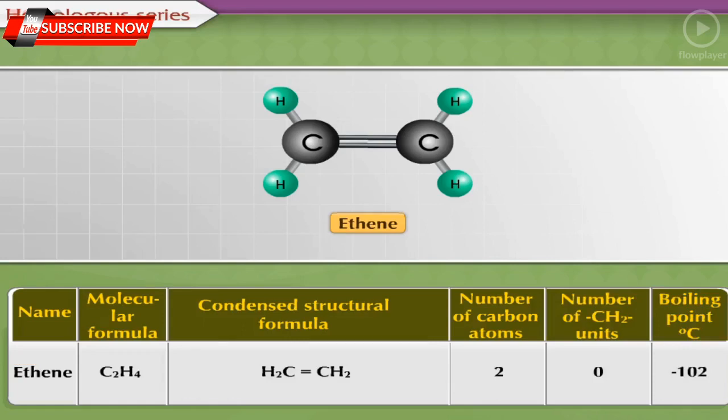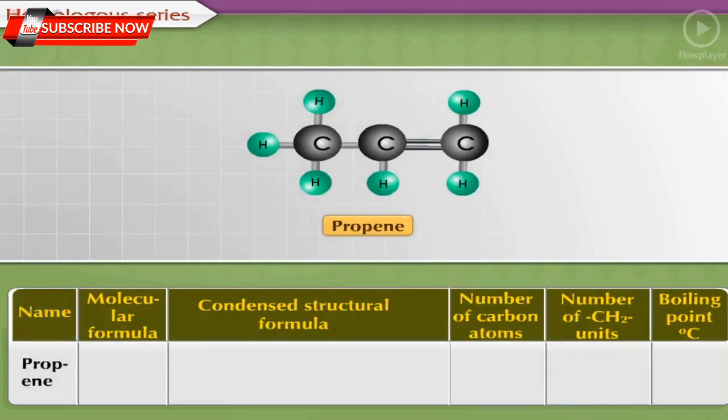The second member is propene. Molecular formula C3H6. Condensed structural formula CH3CH=CH2. The number of carbon atoms is 3, the number of CH2 units is 1, and its boiling point is minus 48 degrees Celsius.